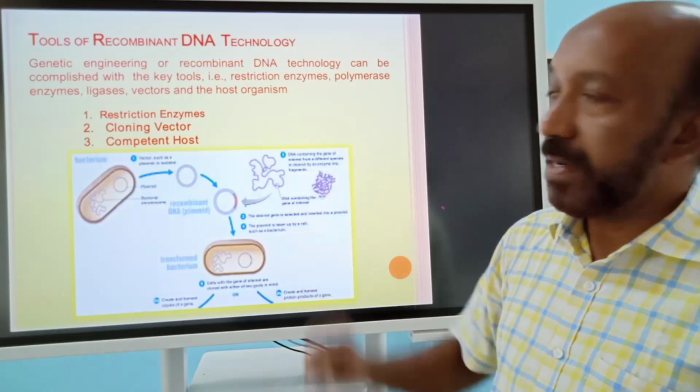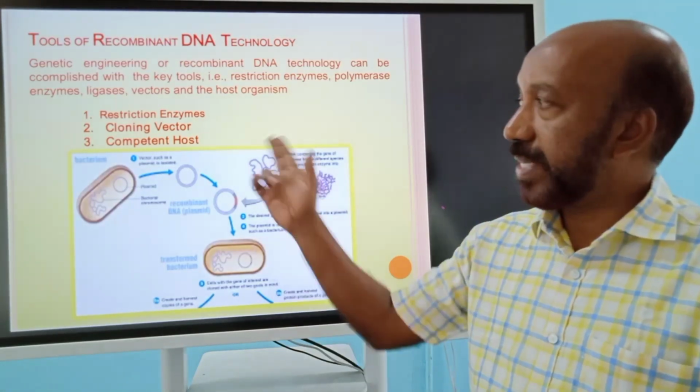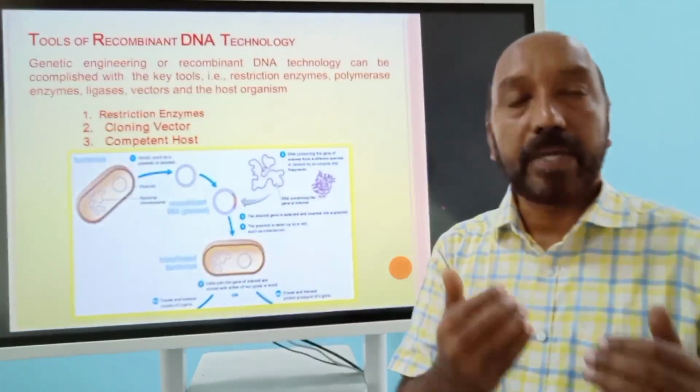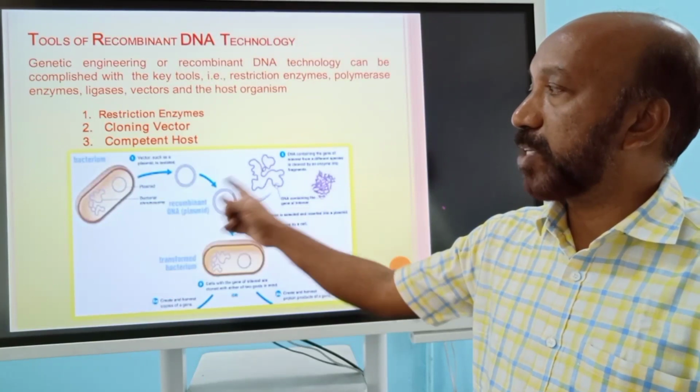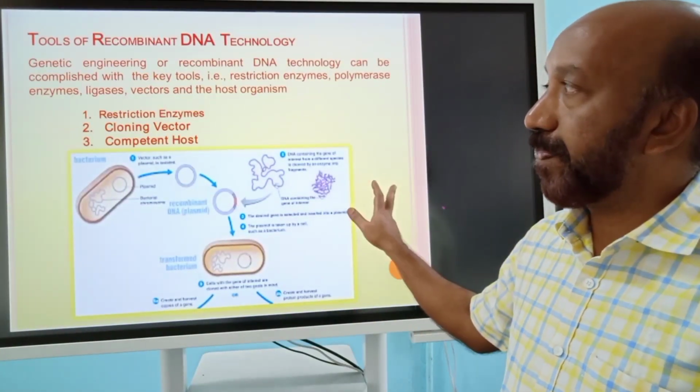The first one we are using for cutting and taking the gene of interest. The second one is carrying the gene of interest. The third one is receiving the recombinant, etc. And this is the picture representation of the entire process of rDNA.